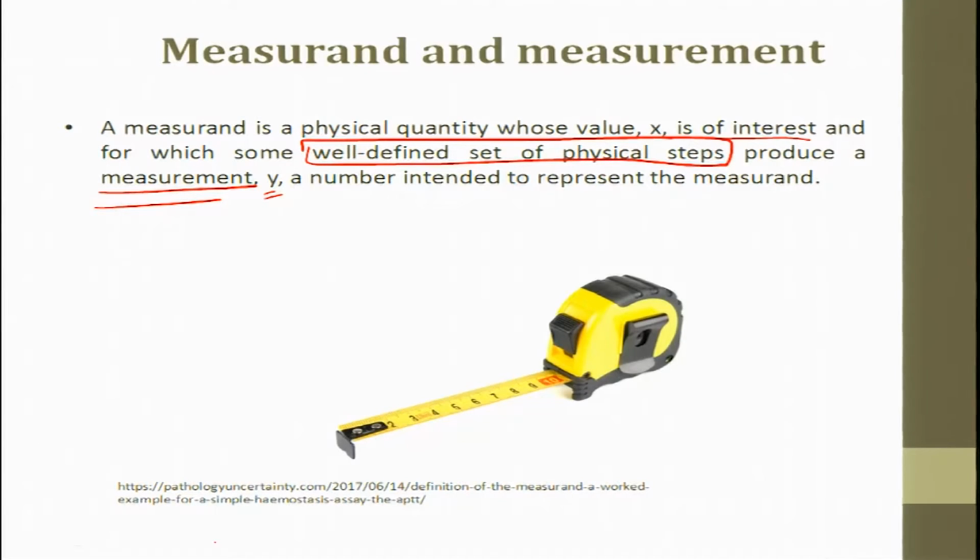So we need to see what the behavior of the error is. Is the error linear? Linear means, is it varying in a linear way? Is it continuously increasing or continuously decreasing, or is it constant, or is it non-linear? We'll see these things. So measurement is a well-defined set of physical steps that produce some value. Measurement is the act of experimentally determining a physical quantity using specialized equipment.